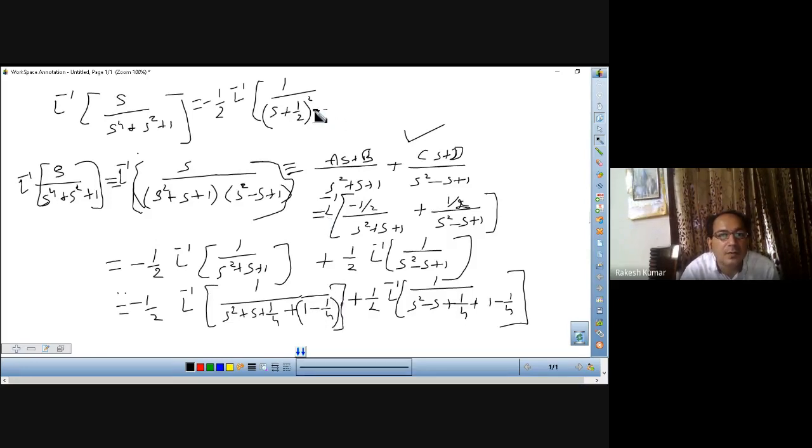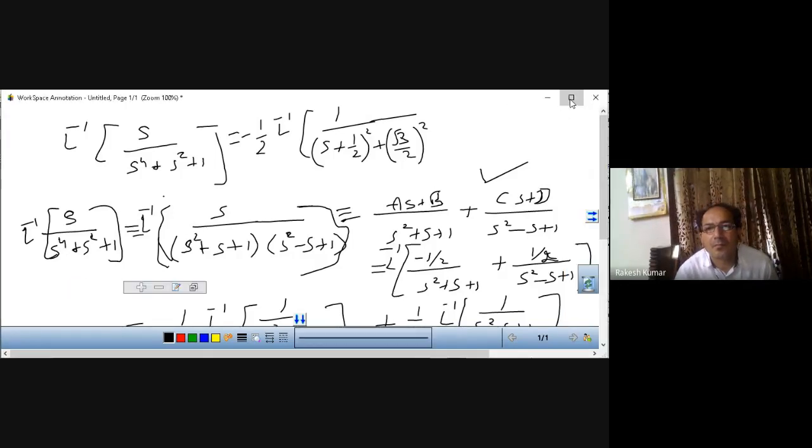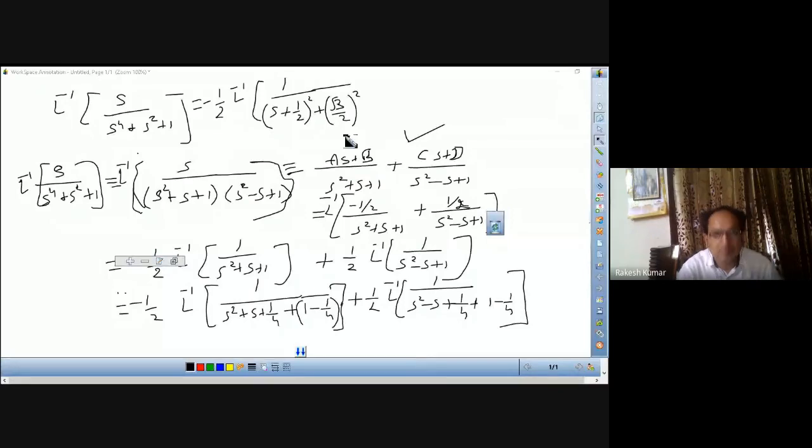And the square of the term 3 by 4 is (square root of 3 over 2) whole square. Now we can close the bracket over here. Similarly, this is plus 1 by 2. Similarly, we can write down from this expression also.